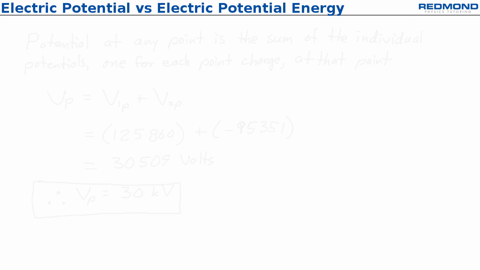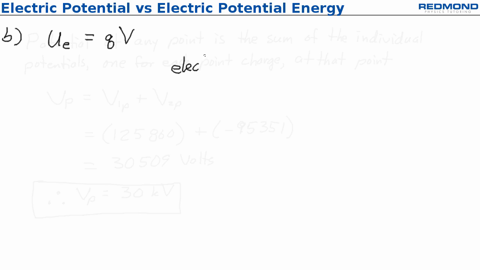For part B, we had to find the electric potential energy of a third point charge that's located at that point. Any point in space has a certain electric potential. At point P, the electric potential is 30 kilovolts. If we put a charge there, we can find the electric potential energy of that charge when it's at that point. And the electric potential energy is given by UE, and we can calculate it if we know the potential.